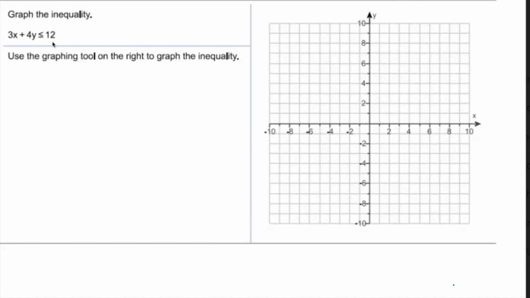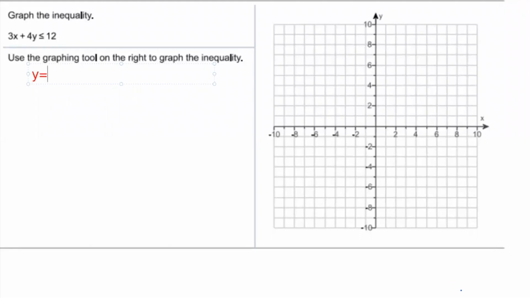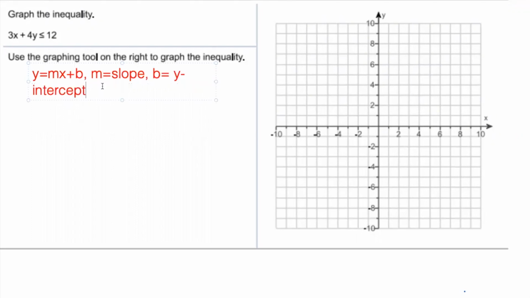So, as you can remember, the equation of a line is y equal to mx plus b, where m is the slope of the line and b is the y-intercept. So if we can write our equation to look like this, then we can plot it.